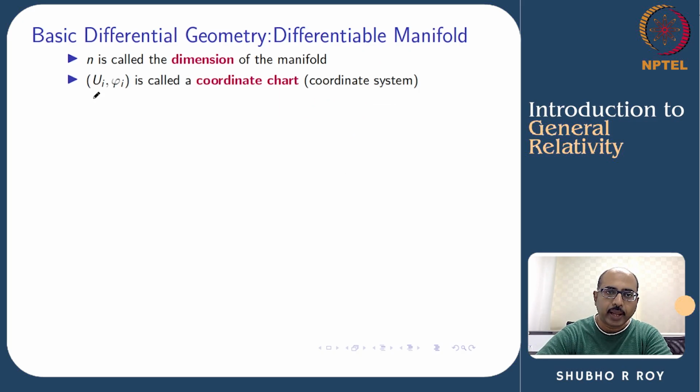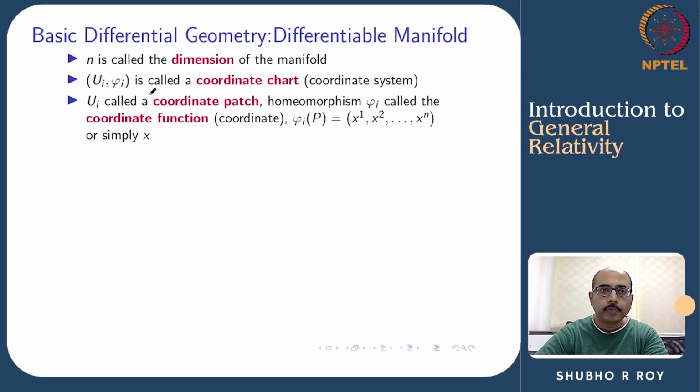And then this pair, each open set with its associated homeomorphism, which takes it to an open set in Rn. This pair is called a coordinate chart in the math lingo, and in the physics lingo, it's called a coordinate system. You will see why it's called a coordinate system in a second. UI itself is called the coordinate patch.